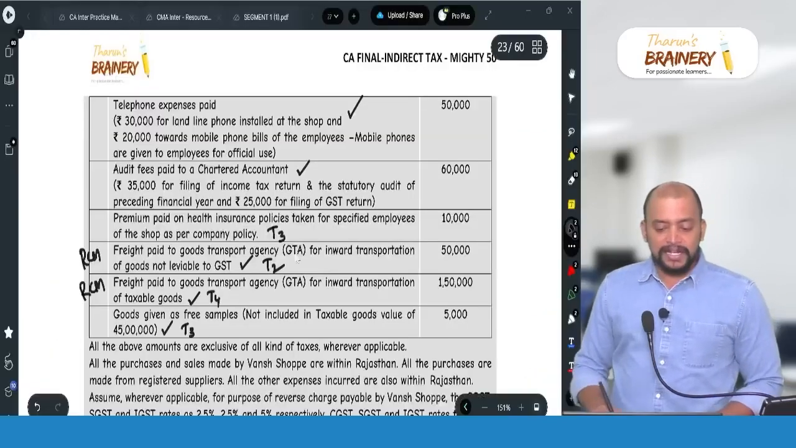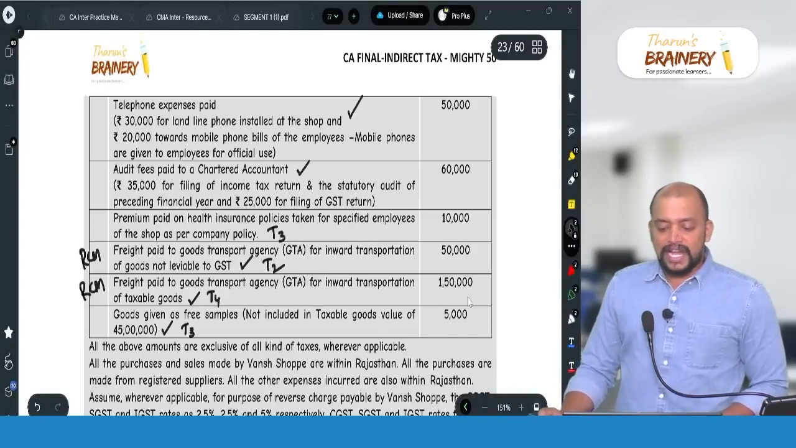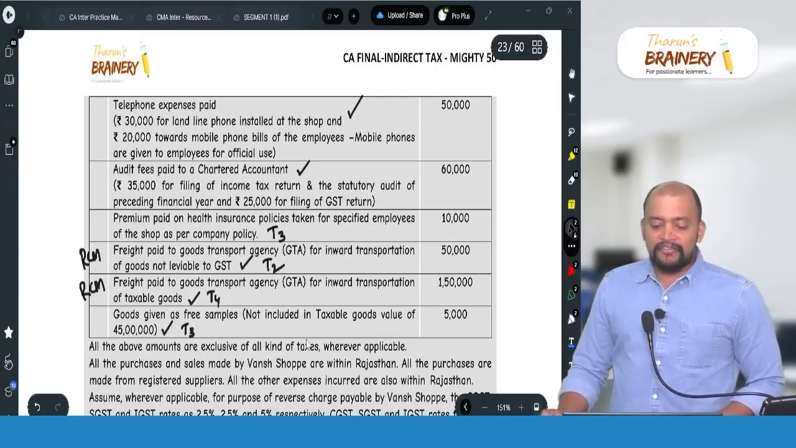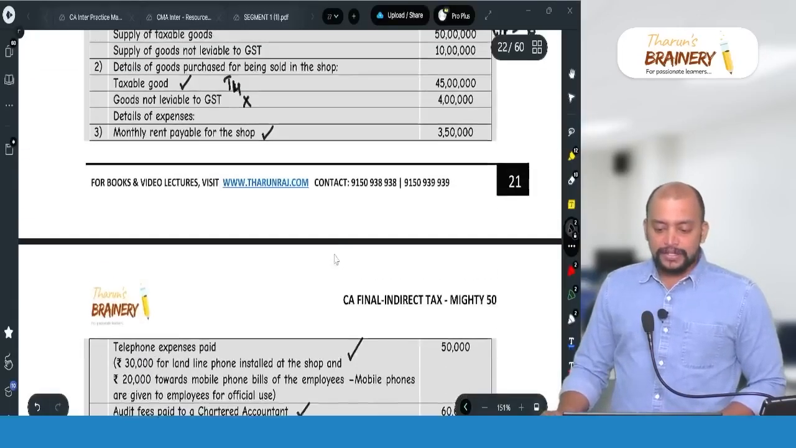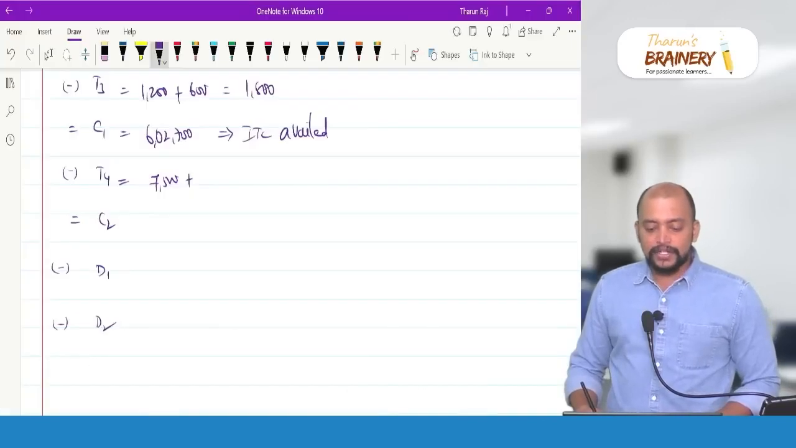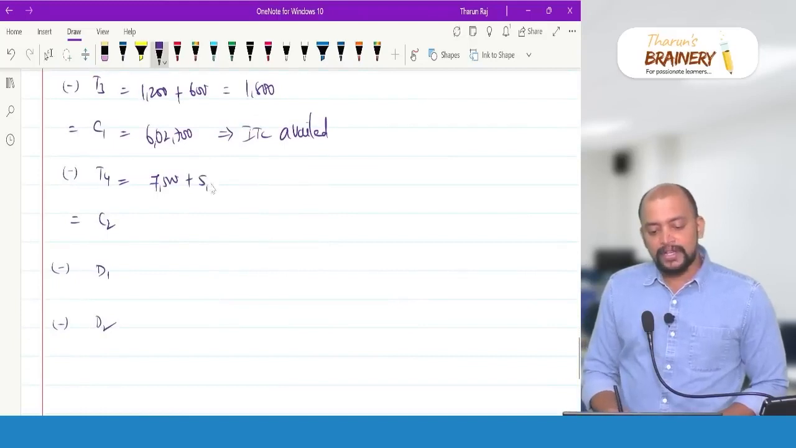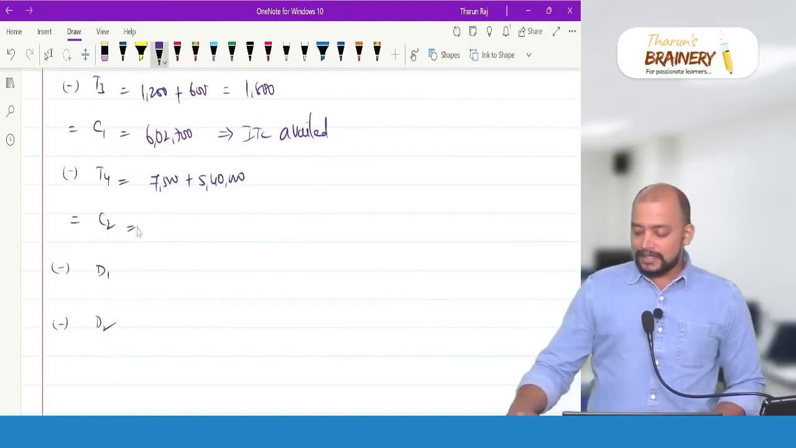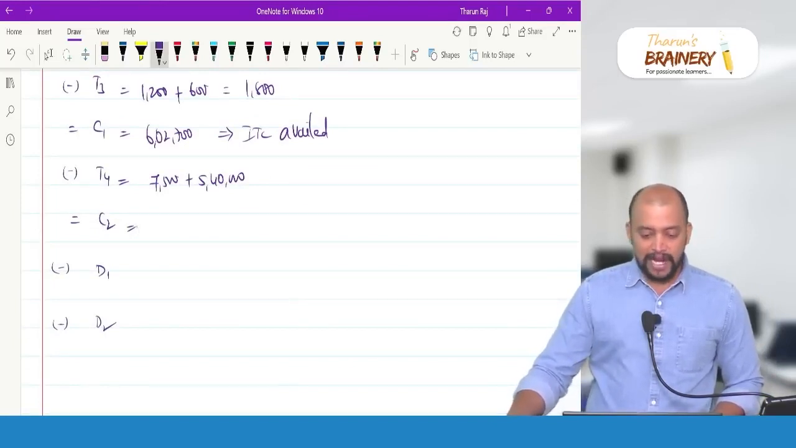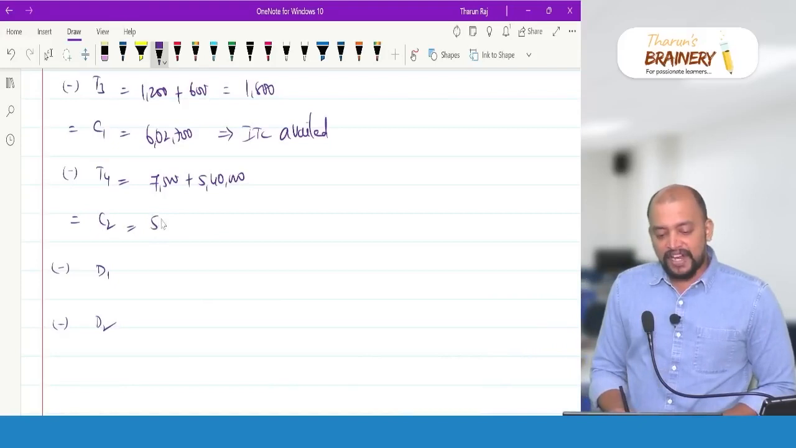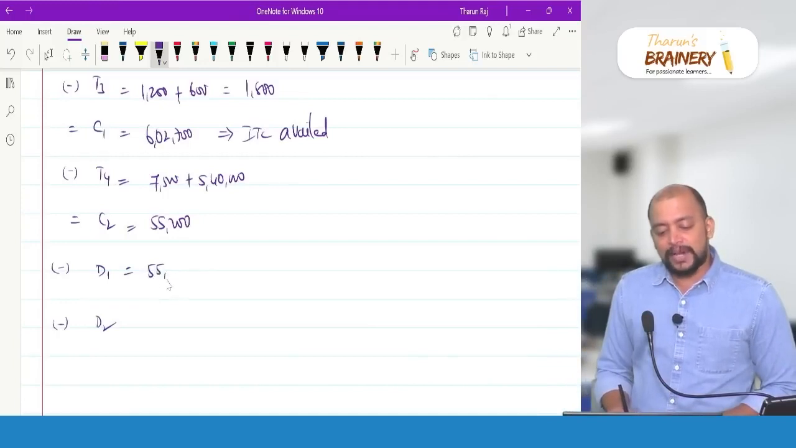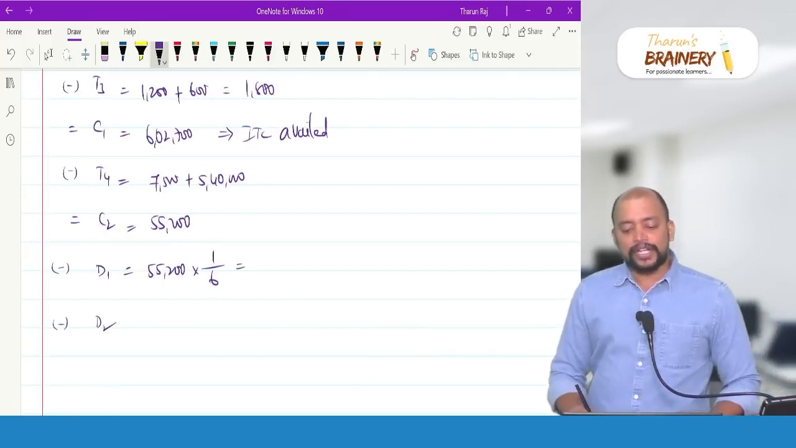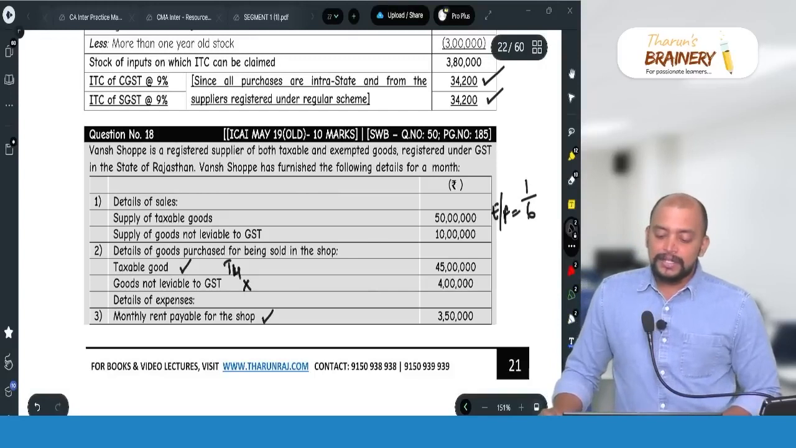So out of these inward supplies, we need to see which is in T4. That is 1,50,000 into 5%, that is 7,500. And even we purchase some goods. So here we purchase some goods, 45 lakhs into 12%, that is 5,40,000. So now we get common credit. 6,02,700 minus 7,500 minus 5,40,000, which will be 55,200, will be common credit. And common credit attributable to exempted supply, 55,200 into E by F, that is 1/6. Exempted to total 1/6.